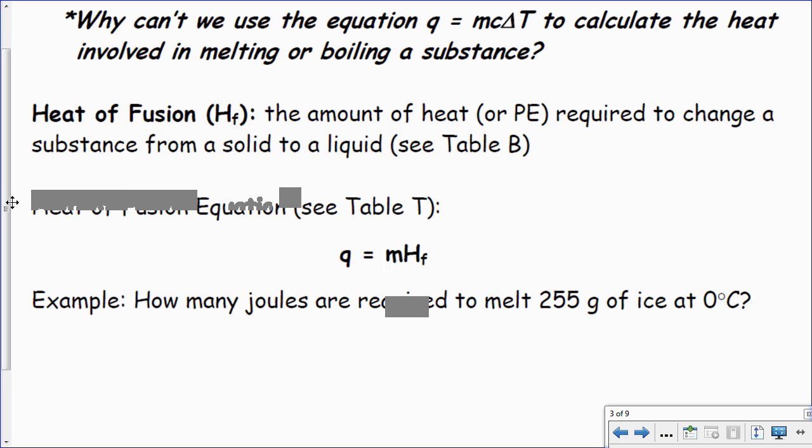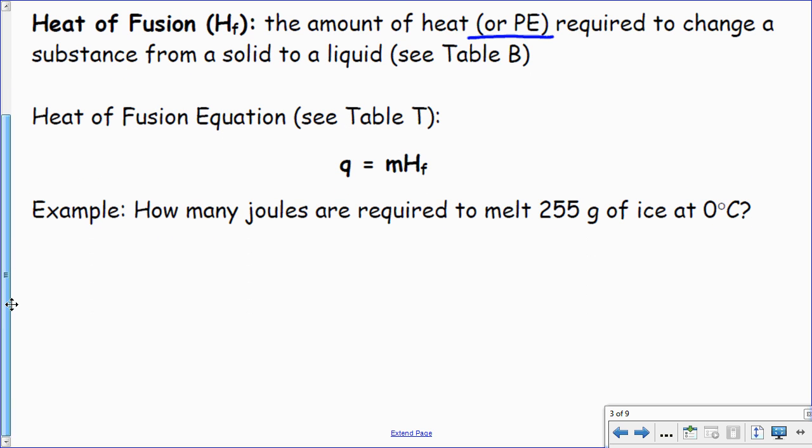It says, why can't we use mc delta T to calculate these? Well, it's because now we're going to deal with change in potential energy because it's where it's melting. So now it's not going to be a change in temperature, okay? Does that make sense? So here's our equation, heat of fusion. Q is going to be equal to the mass times H sub F, and H sub F in our reference tables, table B, is 334 joules per gram, okay?